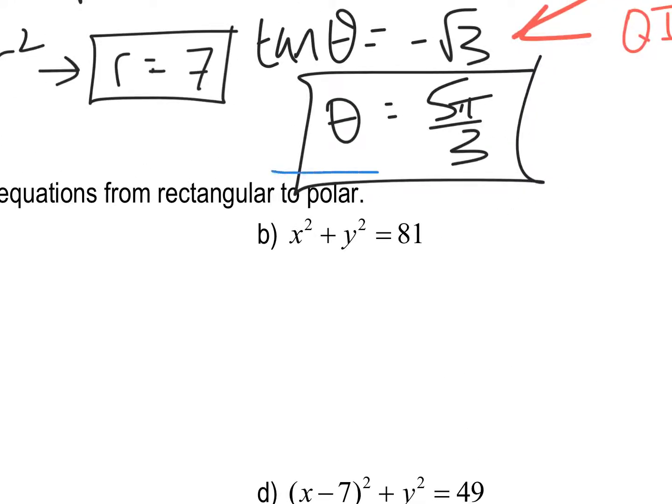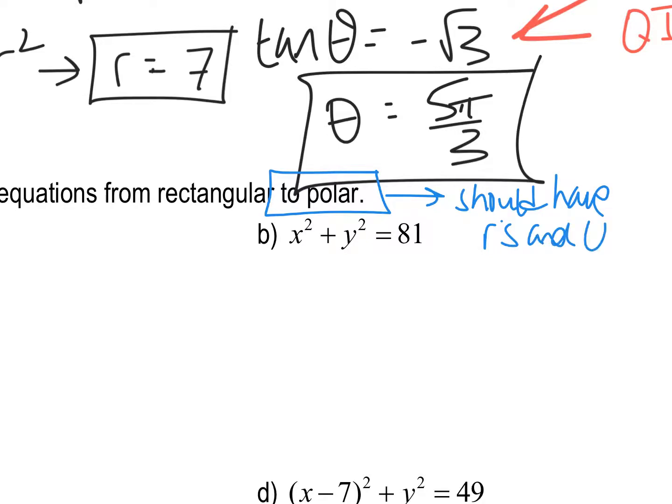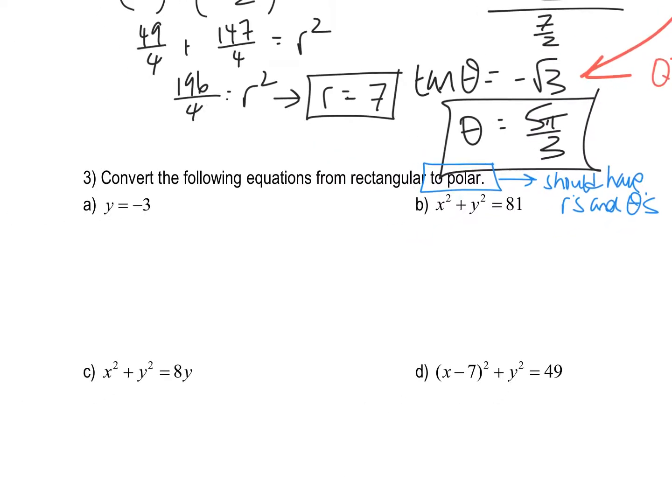Remember that when your answer is in polar form, it should have r's and thetas. It's kind of like if I asked you to convert something from English to Spanish, if you're taking Spanish class, and you left some of the words in English, that wouldn't be correct, right? So you can't have any x's and y's if your answer is supposed to be in polar. So that's one thing to check for when you think you're finished.